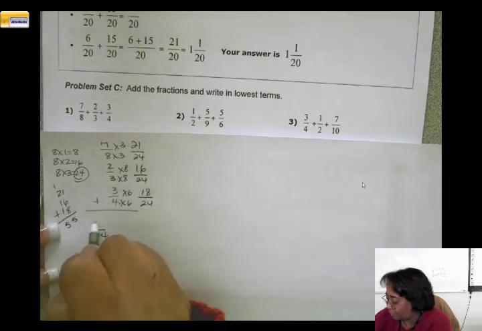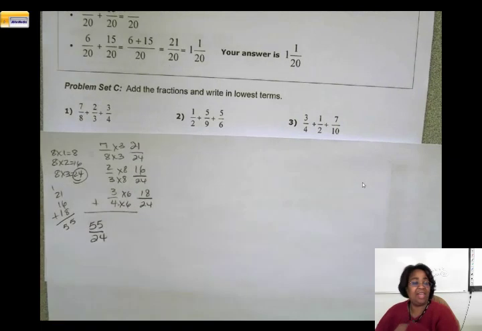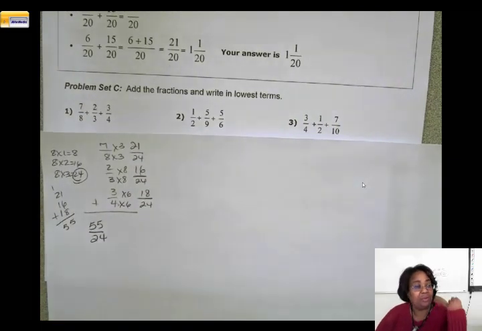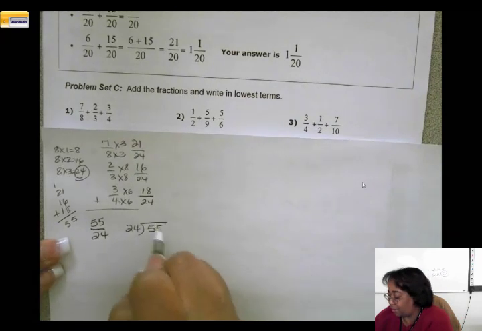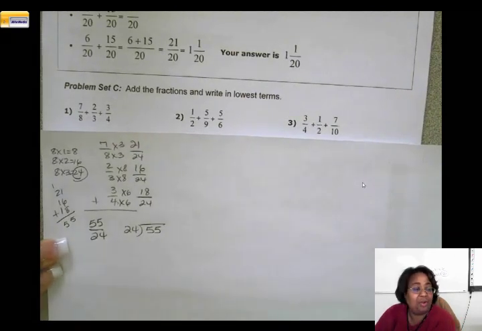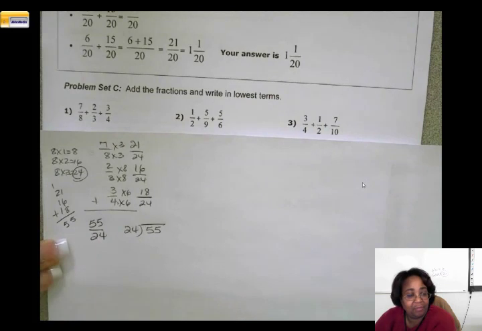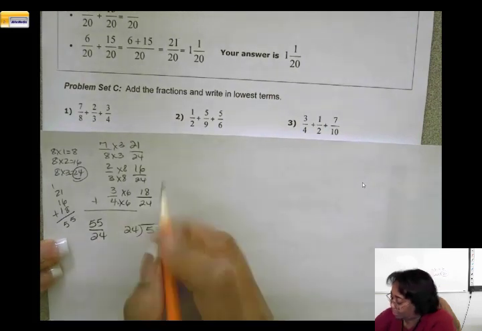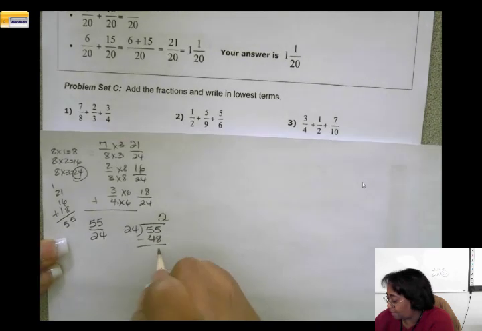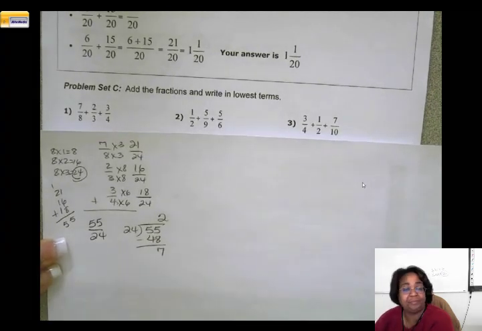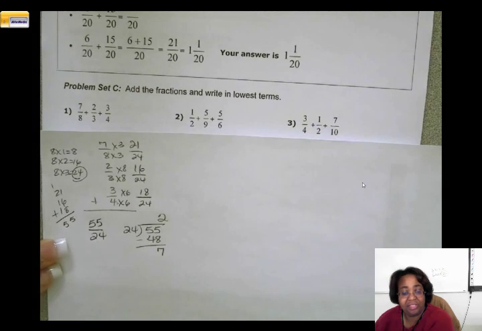I get 55. Now, can I leave my answer as 55 over 24? No. So I need to divide 24 into 55 and get a mixed number. How many times will 24 go into 55 without going over it? 2 times, and that gives me 48, right? But when I subtract, I have 7 left over. So my answer is 2 and 7 over 24.